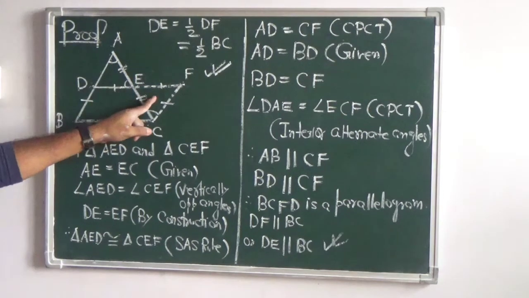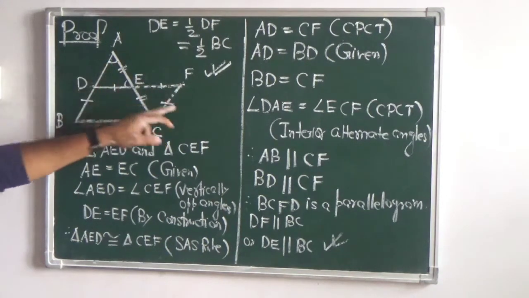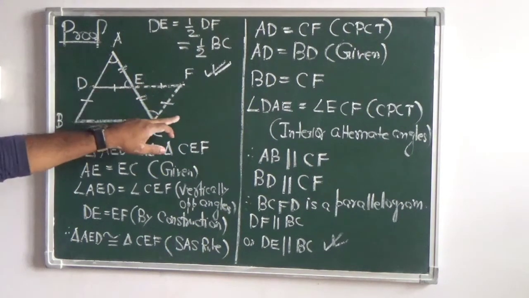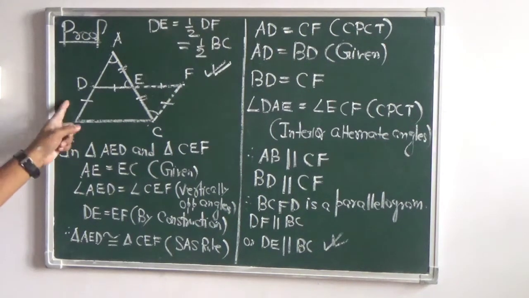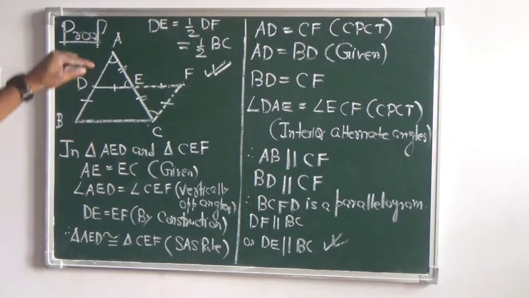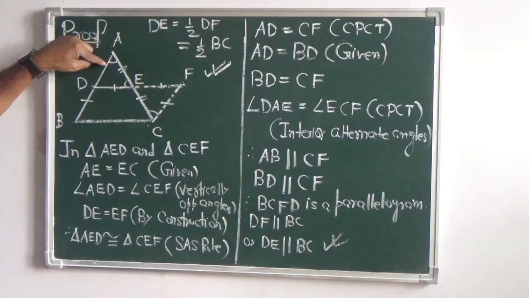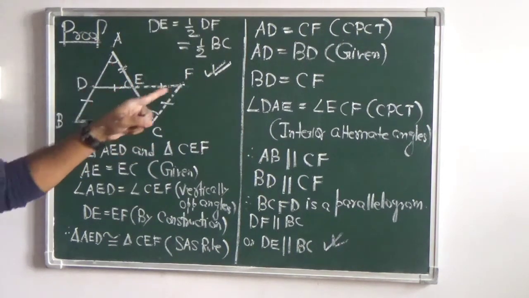So once these two triangles become congruent, automatically AD and CF become equal because of the CPCT property. AD and BD are also equal because D is the midpoint. So you can say BD and CF are also equal. We also have angle DAE and angle ECF, these two angles are also equal by the CPCT property.